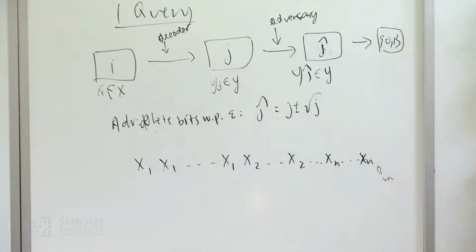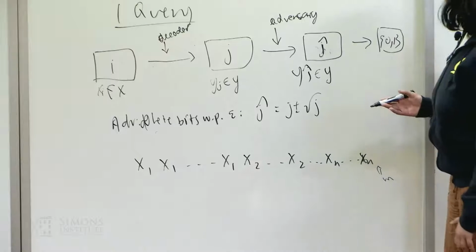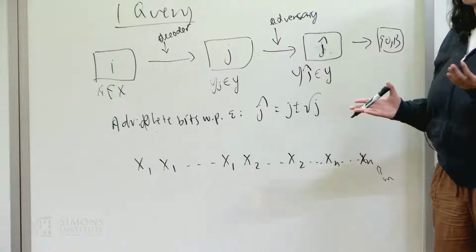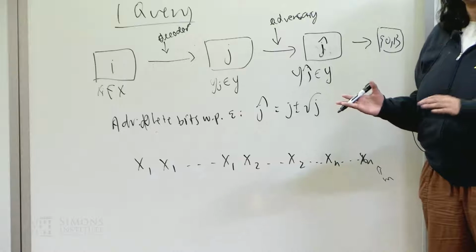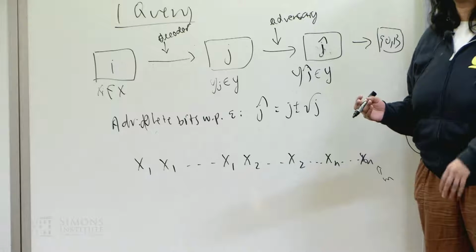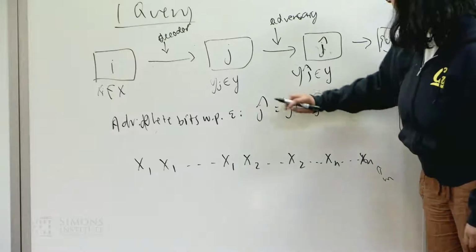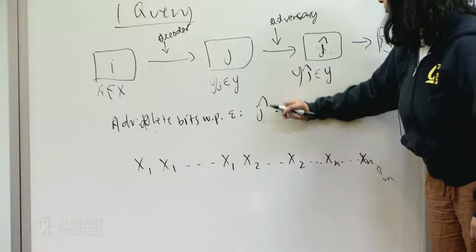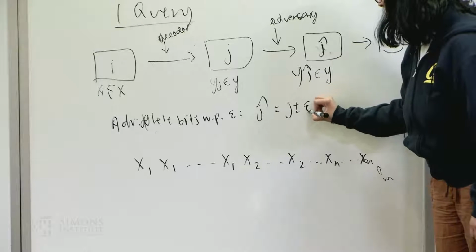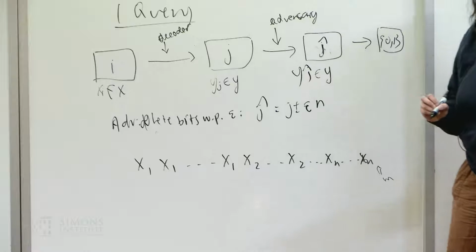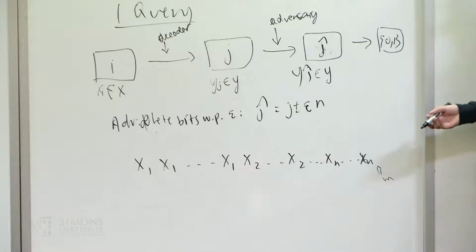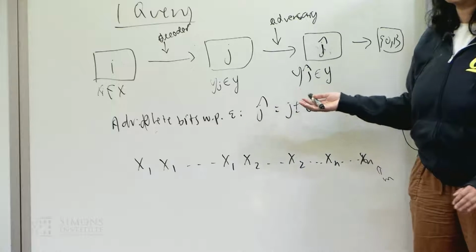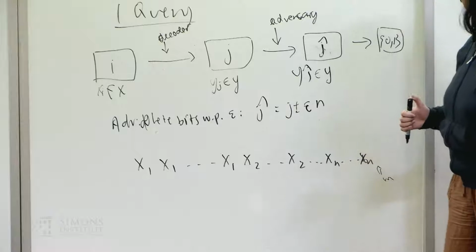Yeah, so that's not a good strategy, but there is another really simple strategy that works. The other really simple strategy is to choose a random number between 0 and epsilon n and delete that fraction of the bits. If you do that, then instead of getting j plus minus root j, you're going to get j plus minus epsilon n, or what j hat actually is.